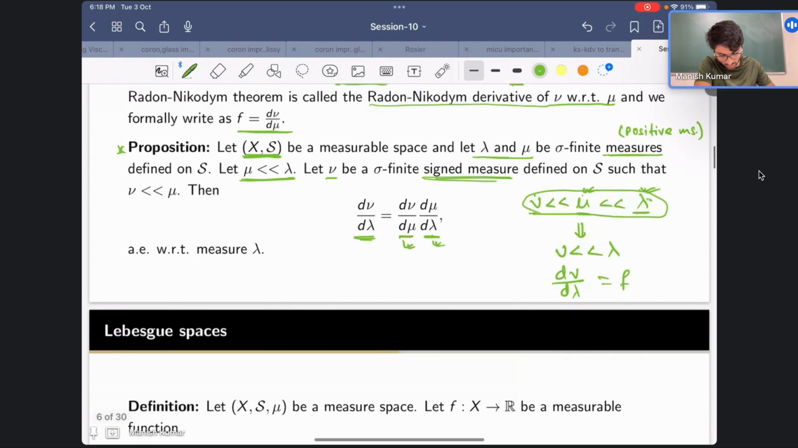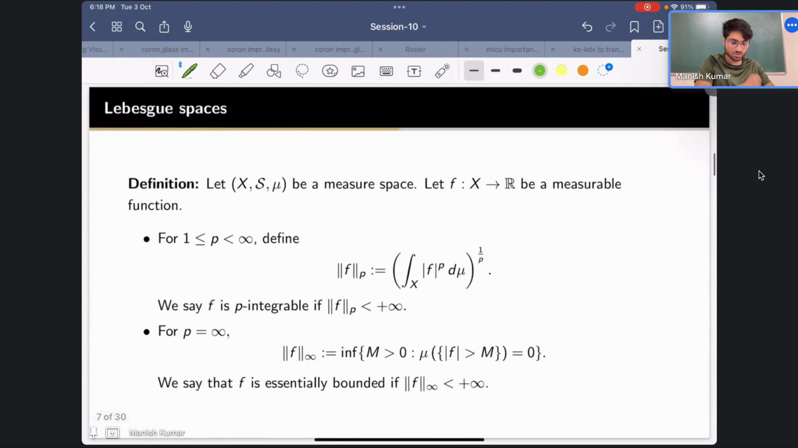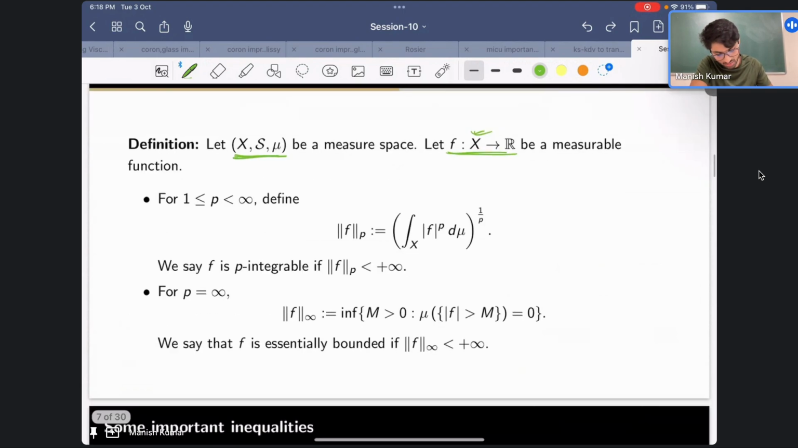Now let's move to the Lebesgue space. So far in some sense you have seen the L1 space, and now you'll get to know what L1 space is. Let me first start with a measure space. Suppose you have this measure space (X, S, mu), and a function f defined on X which is measurable with respect to this underlying measure space.